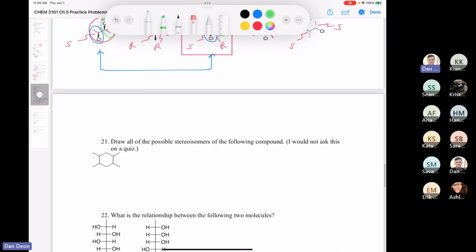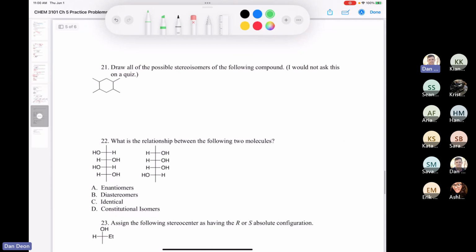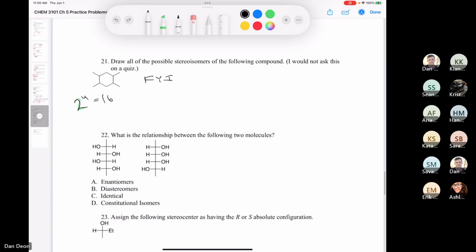Anyhow, this one here, I'm going to skip number 21 because I even wrote here in my notes, I would not ask this on a quiz. You have 4 stereocenters in here. So you have 2 to the power of 4, which equals 16. I'm going to leave this as an FYI. I would never ask this, okay? That's way too complicated because there's too many different meso compounds that you can get. So I actually need to remove this from this problem set.